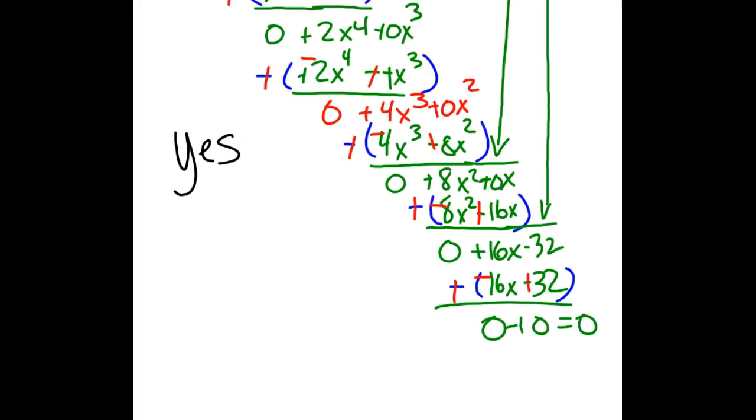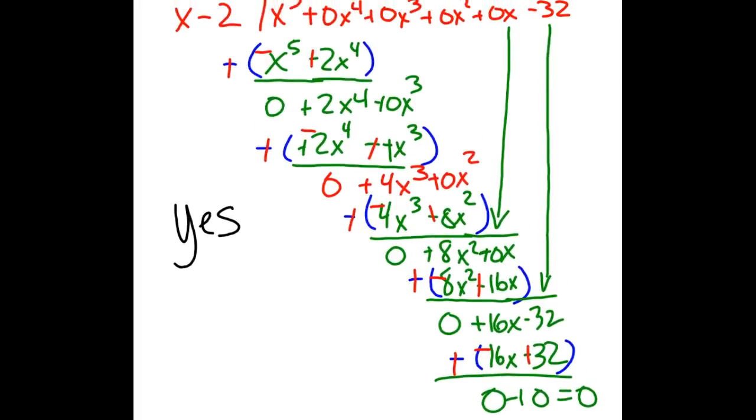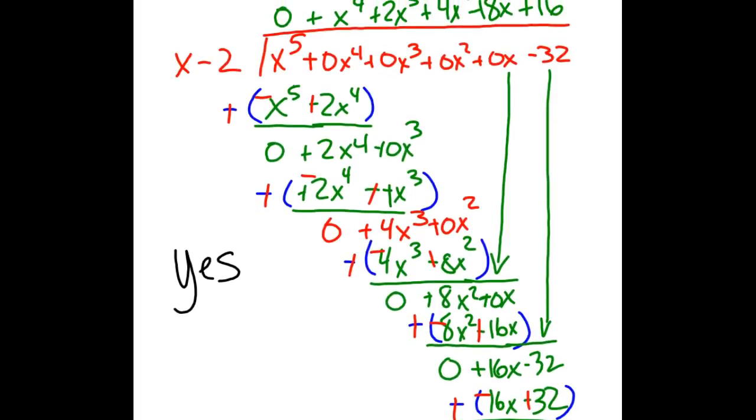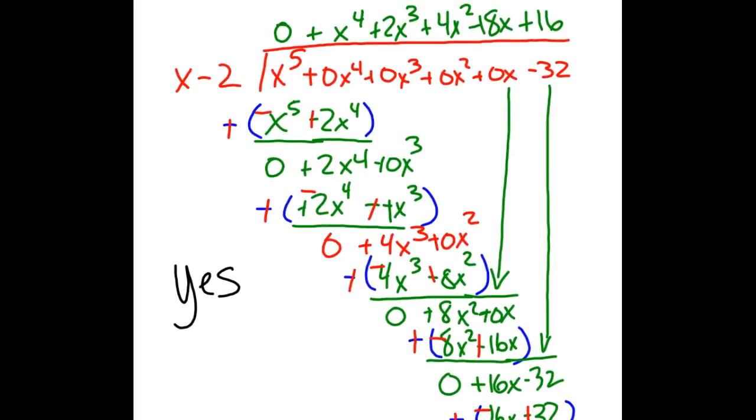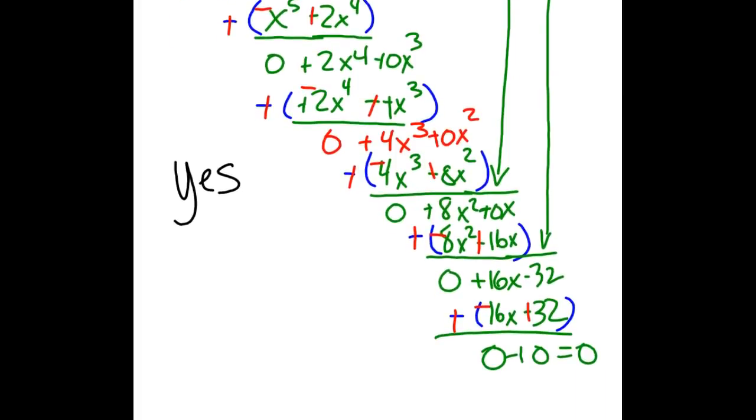All right, that was a lot of work. But if you did all your work correctly, you can check it all with mine. You should have ended up with a remainder of 0. All right, you can see my work up top, what I ended up with on top. X to the fourth plus 2x to the third plus 4x squared plus 8x plus 16. And then I ended up with a 0 plus 0 for my remainders.